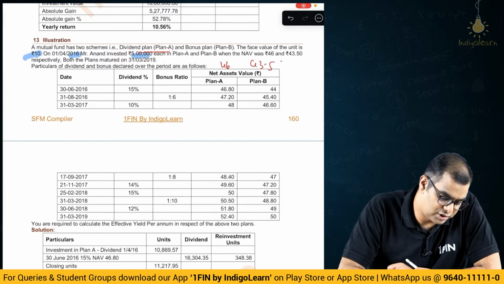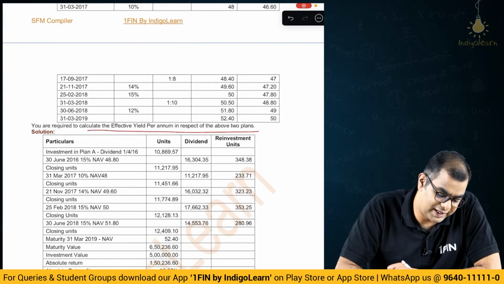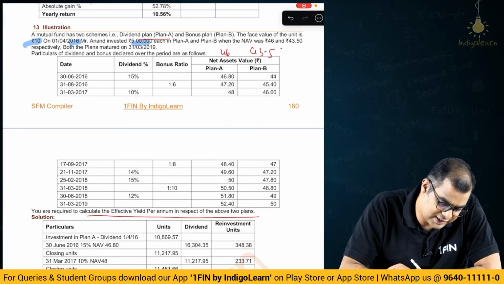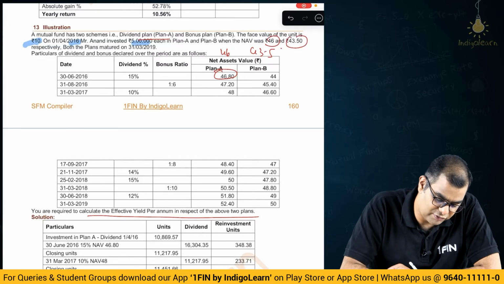Both the plans matured on 31st March 19. Particulars of dividend declared over the period are as follows. You are required to calculate the effective yield per annum in respect of the above plans. Okay, so now you invested 5 lakhs, and what is the NAV on that date? NAV on that date is 46 and 43.5.